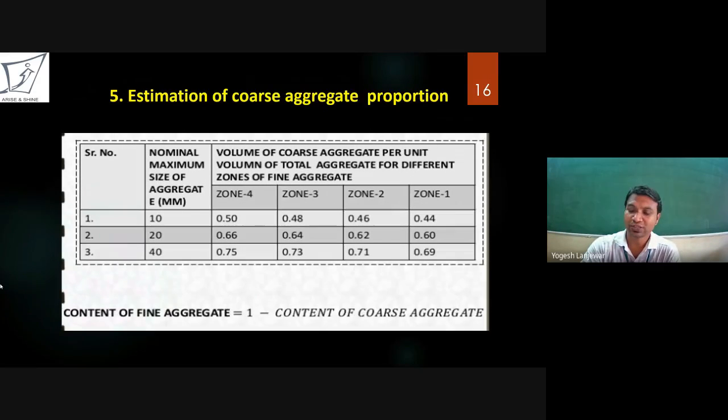Now, this is the estimation of the coarse aggregate proportion. These aggregates are of different zones, that is zone 1, zone 2, zone 3, and zone 4. Depending upon the nominal maximum size of aggregate and the zone also, the volume of the coarse aggregate per unit volume of total aggregate for different zones of fine aggregate is mentioned in this particular table. Whereas the content of fine aggregate is always equal to 1 minus content of coarse aggregate.